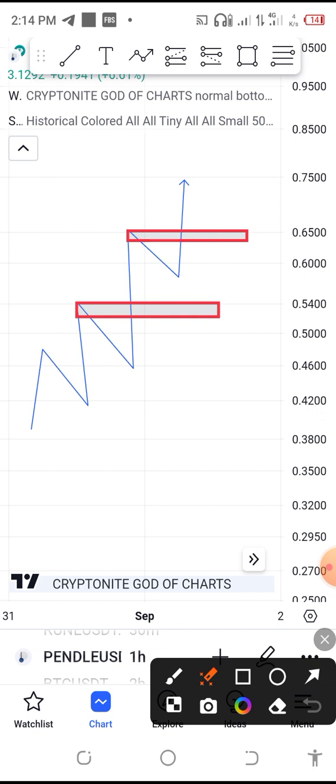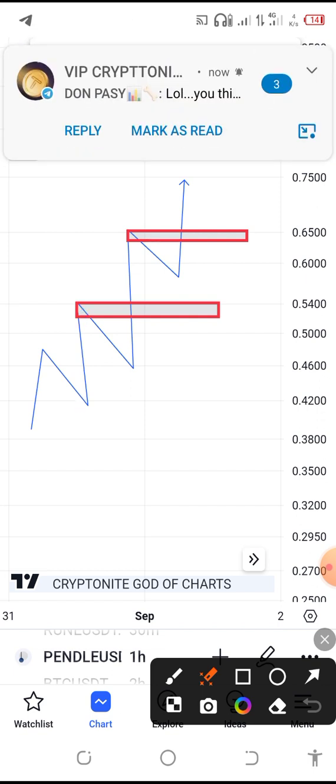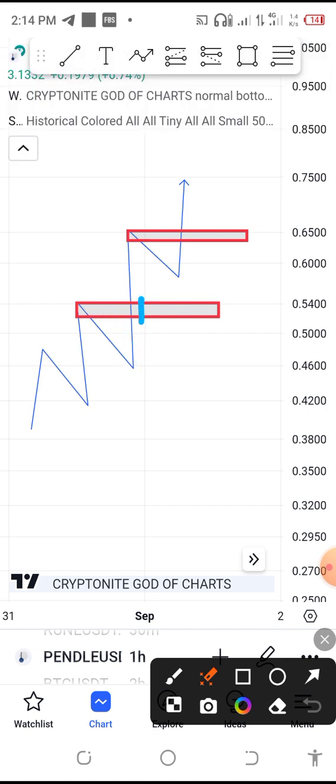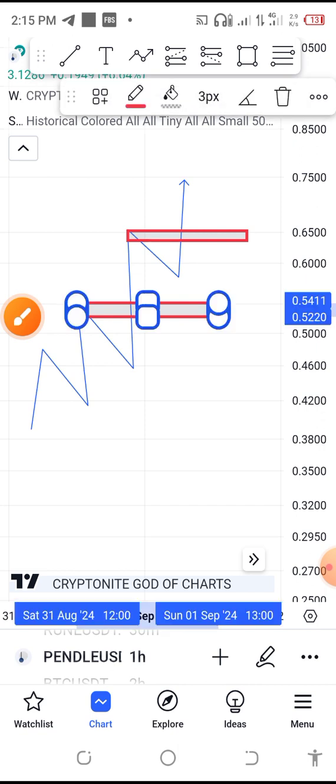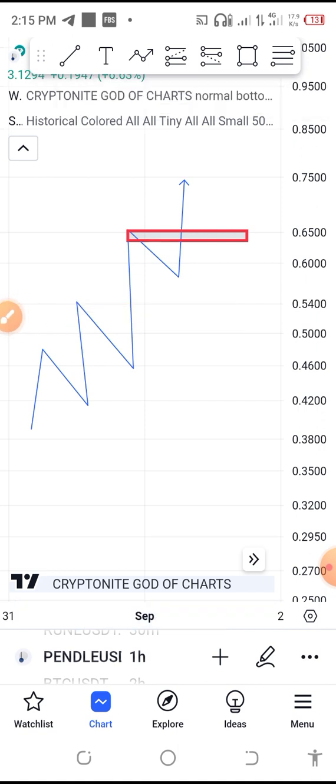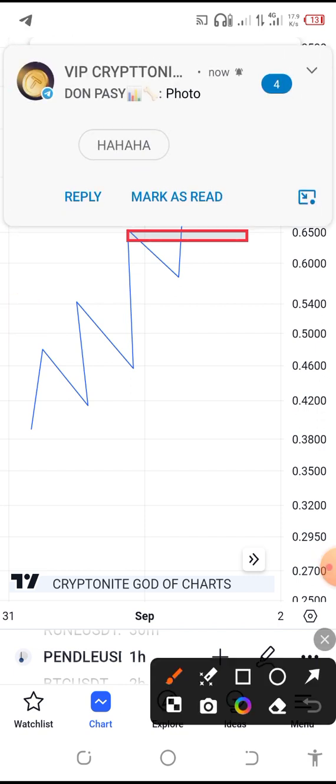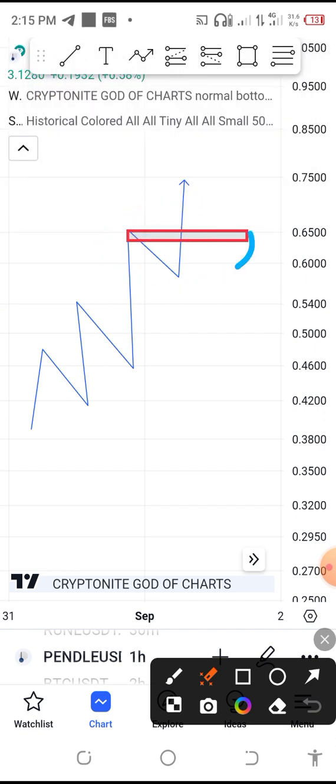So I have taken it out. This is a new supply zone now. Then price came down, was doing its thing, then came back to this supply again, broke it and went up again. That makes this supply zone invalid again. We now take it off. So we only have one supply zone left, which is our only supply zone we can now work with. This is how you know a valid supply zone and an invalid supply zone.